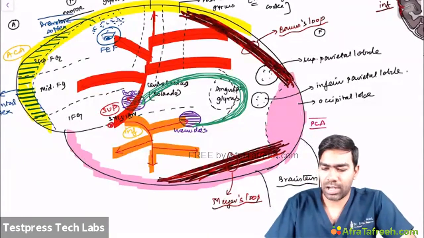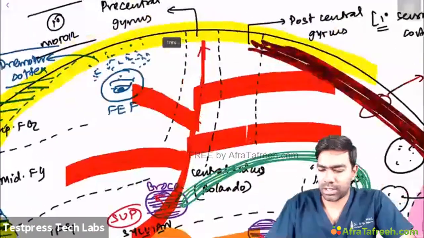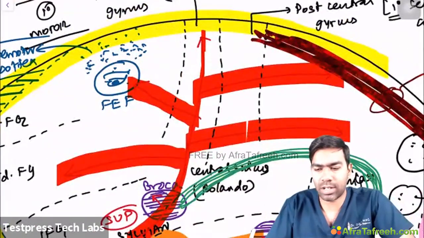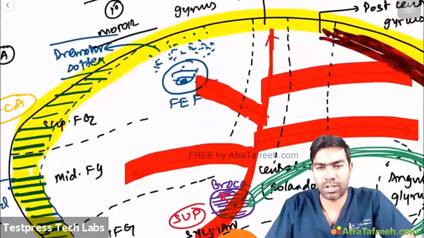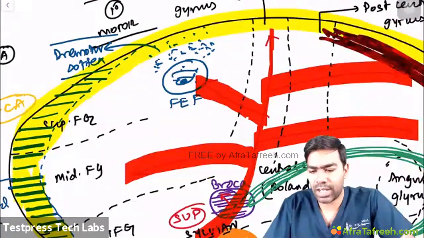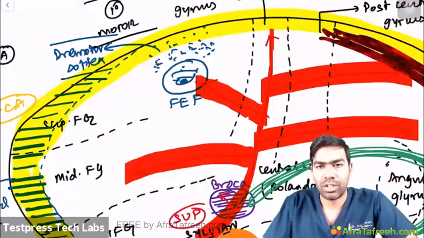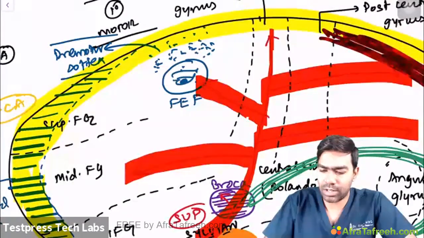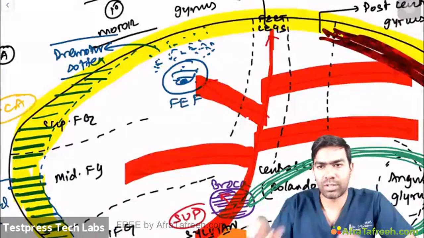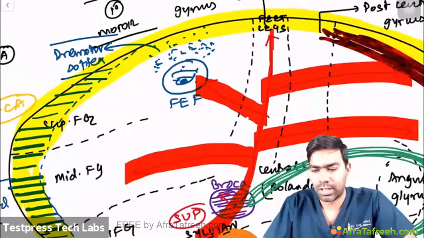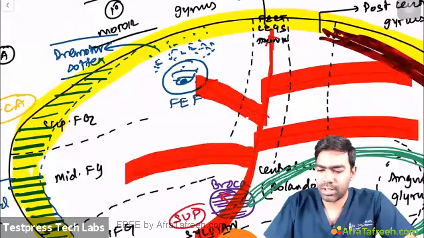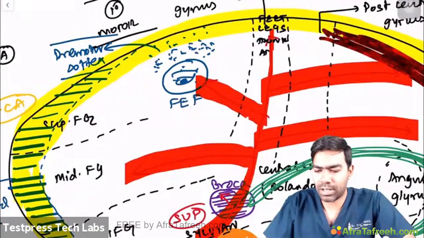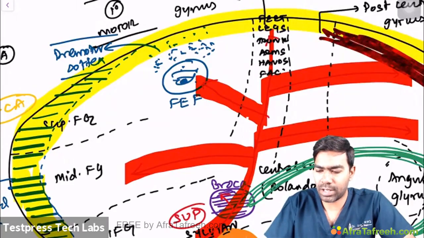And if you take the motor supply, so we know that this precentral gyrus is a motor cortex, primary motor cortex. And if you take each and every area here, this topmost area is going to supply the feet, and then you're going to get supply from the legs. So this is what we refer to as motor homunculus. Then you will get the trunk supply here. Then you will be getting the arm supply here. Then you'll be getting the hands supply here. Then you'll be getting the face supply here. Then you get the tongue supply here.